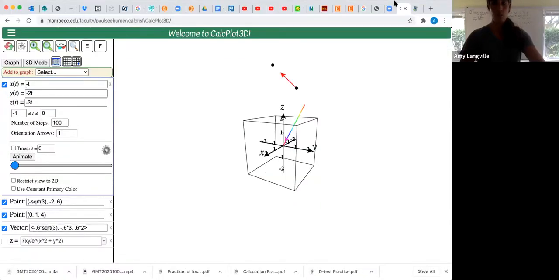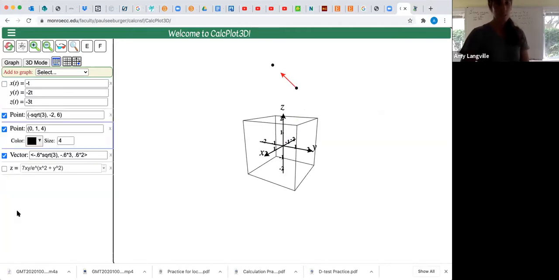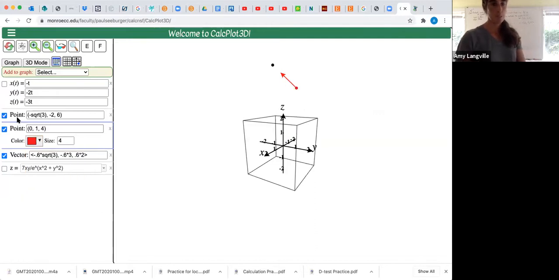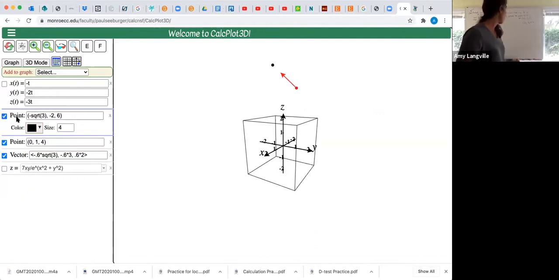Okay, so we got CalcPlot3D up, and I'm showing you some things that you can do with this. Let's turn some of this off. You can enter points, and it will often have a preset one you change. I put in the point 0, 1, 4. You can change the color and the size. Maybe I want to turn that initial point red. The second point is square root of 3, minus 2, 6, and we keep that in black.